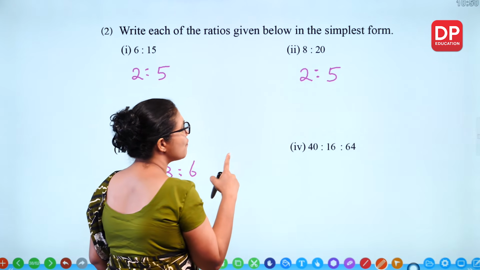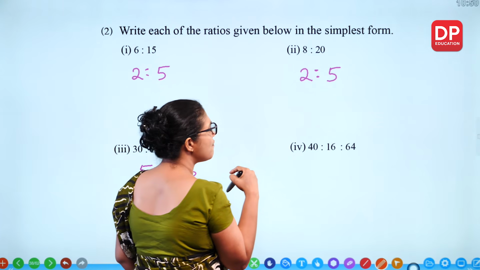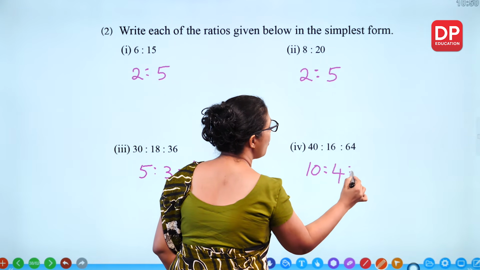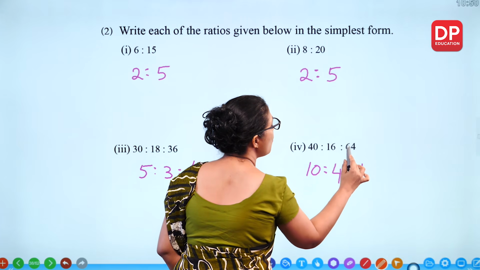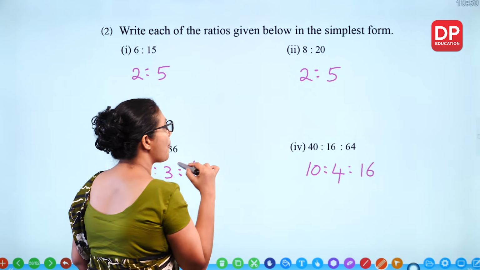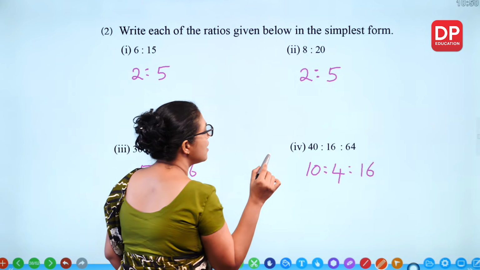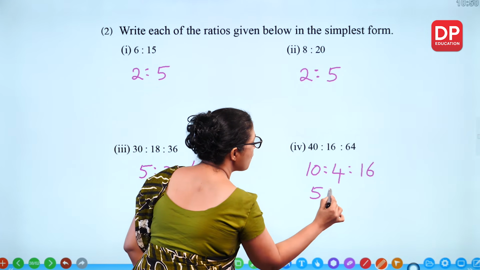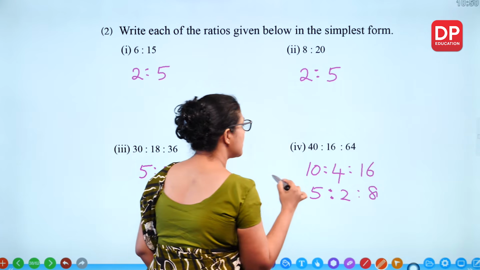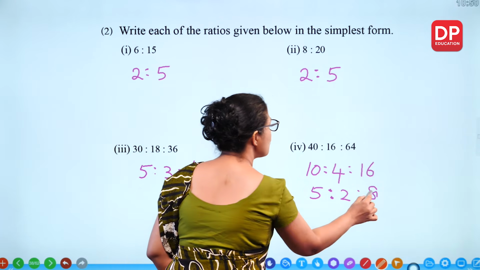40, 16, 64. You can first divide by 4: 10, 4. And 4 times 1, 4. For 24, that's 6. Divide by 2: 5 to 2 to 8. So what's the ratio of 5 to 2 to 8?